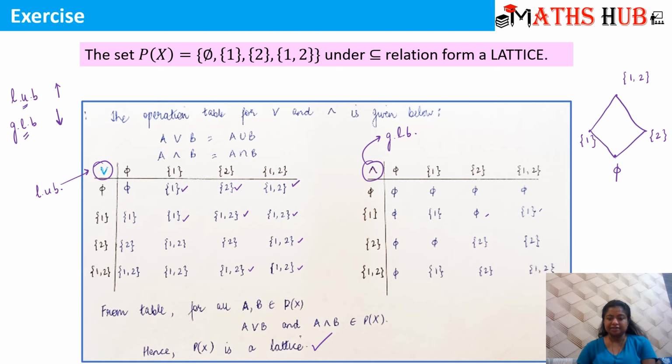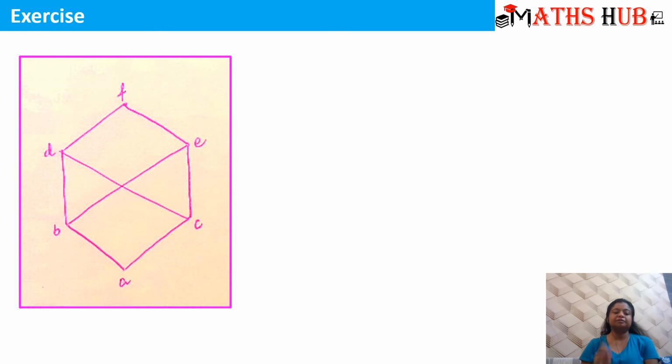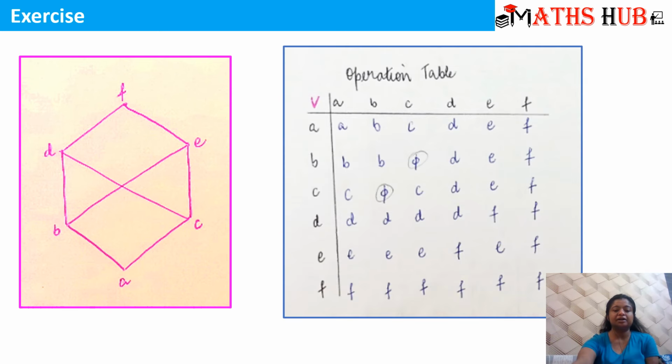Let's move on to the next exercise and see whether it is a lattice or not. So this is the Hasse diagram given to us, and we need to check whether it forms a lattice or not, right? So I'm not going to explain the entire table. I'll just focus on two particular elements. So let's see B and C. What is B join C? Now B is here and C is here, right?